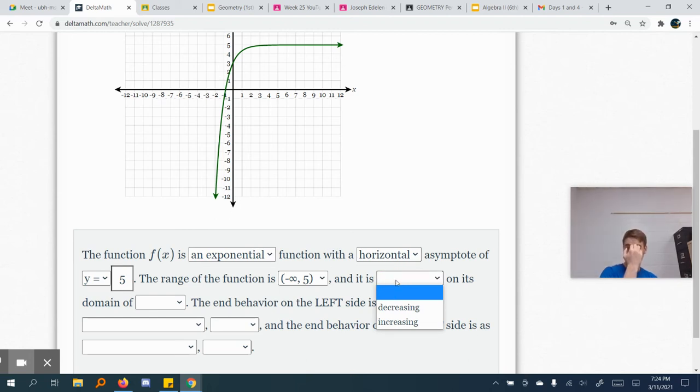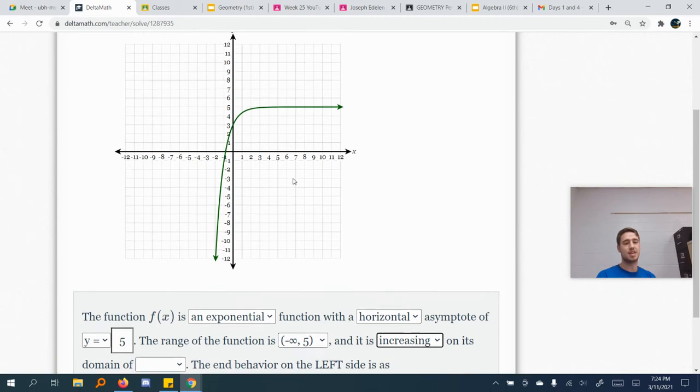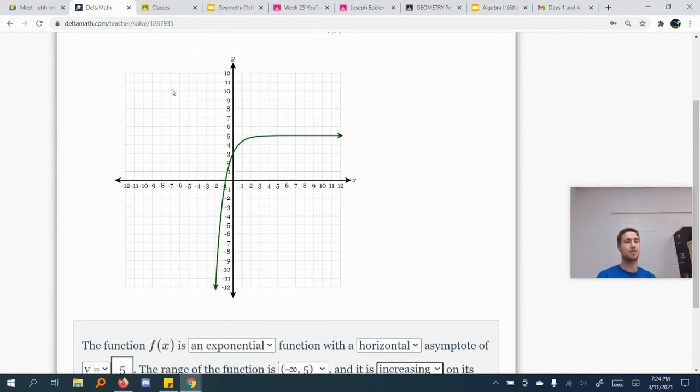It appears to be decreasing because it goes really far down and not very far up. However, as an exponential function here, since when we move to the right, we get less negative and more positive, we have to say it's increasing. Decreasing would be if it were pointing up as it goes to the left and pointing down or flatlining towards the right.